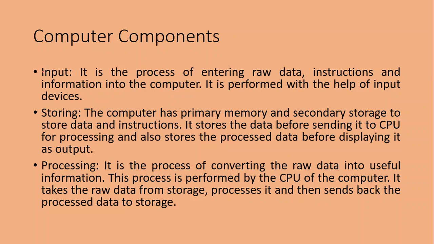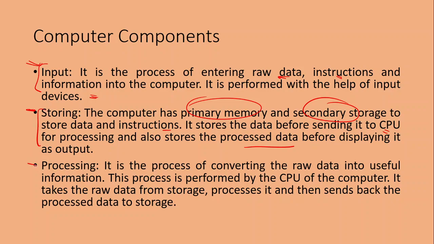So the first one is the input. It is the process of entering the raw data, instructions and information into the computer. It is performed with the help of the input devices. Second is the storing. The computer has primary memory and secondary storage to store data and instructions, primary and secondary both. These two, the primary memory and secondary memory, are the part of the storage of the data and instructions. It stores the data before sending it to the CPU for processing, and also stores the processed data before displaying it to the output.